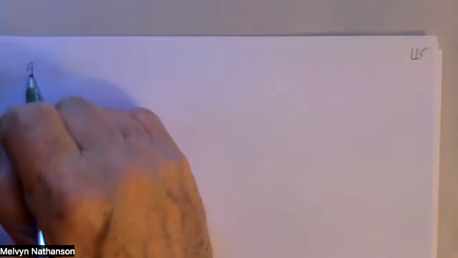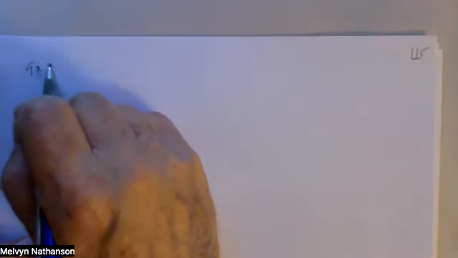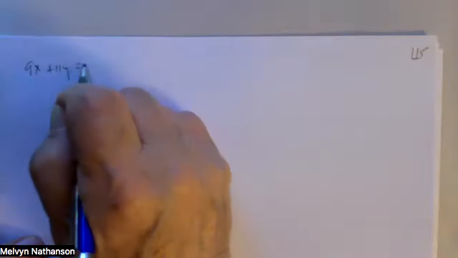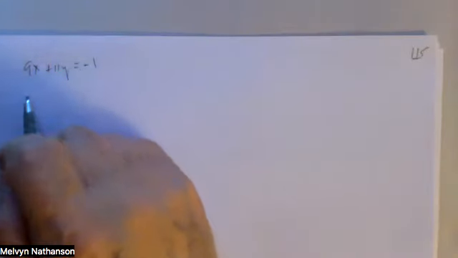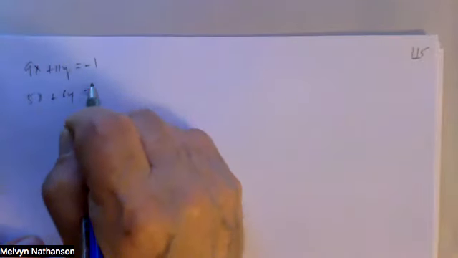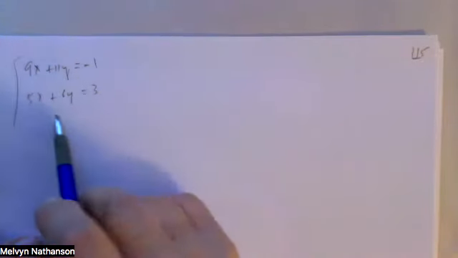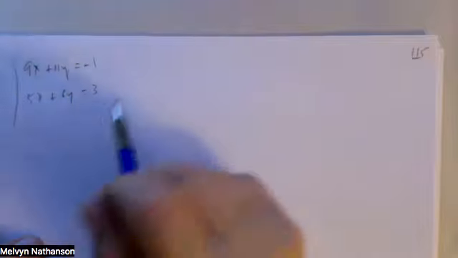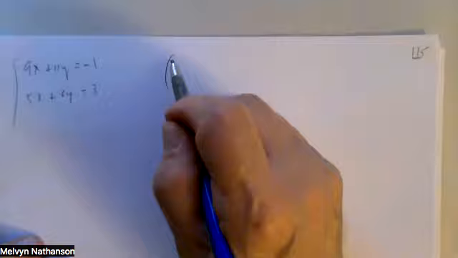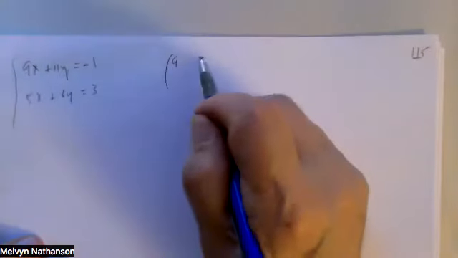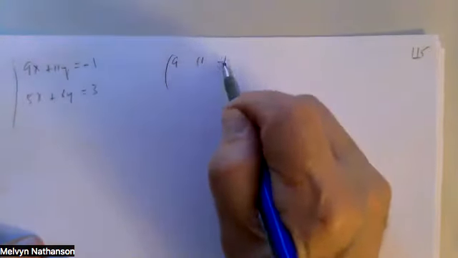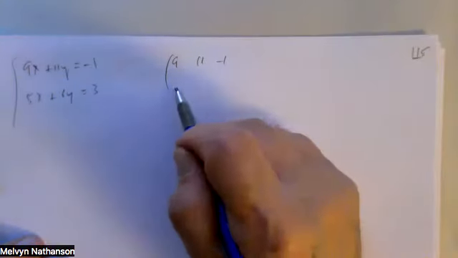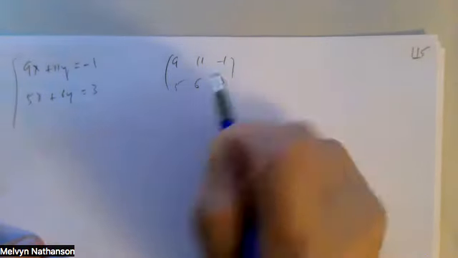So suppose we have the system of equations 9x plus 11y equals -1, and 5x plus 6y equals 3. So we have two equations and two unknowns. The augmented matrix will be 9, 11, -1, 5, 6, 3.